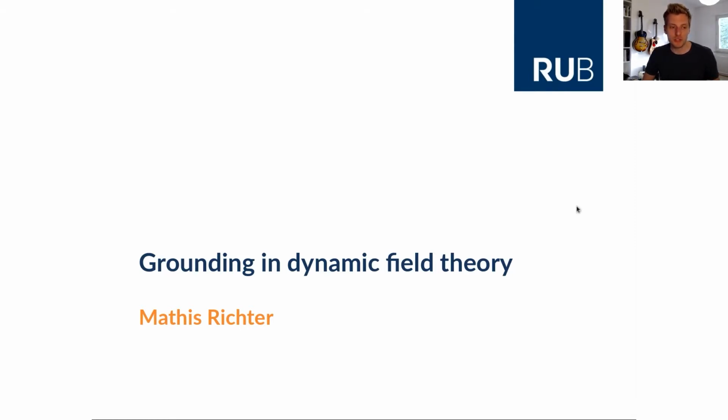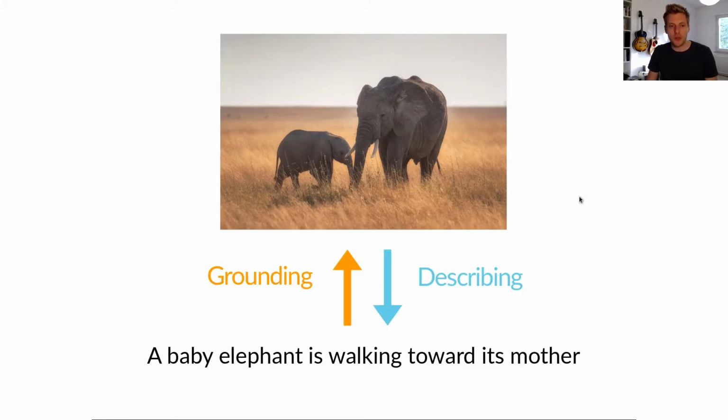I'm going to talk today about grounding in dynamic field theory. Let's dive right in with an example. Imagine you're in a scene like this with a whole bunch of elephants around and you're there with a friend, and that friend says, "Look, there's a baby elephant that's walking toward its mother."